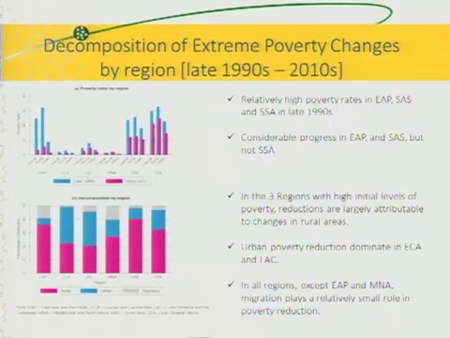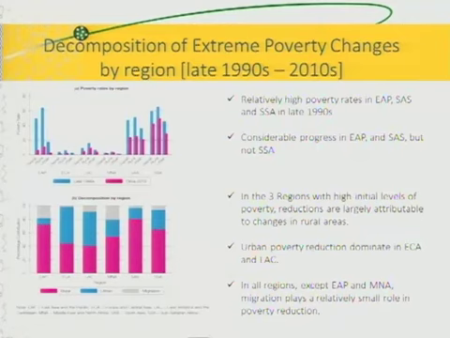In terms of the contributions of rural poverty, urban poverty, or migration to the reduction in overall poverty, we find that in the regions with high initial levels of poverty that I indicated before, the reduction observed over this long period has been mostly due to reduction in rural areas. While in the 2 other regions, the Latin American region and the Eastern and Central Europe and Central Asia region, reduction in urban poverty has actually dominated the reduction of overall poverty.